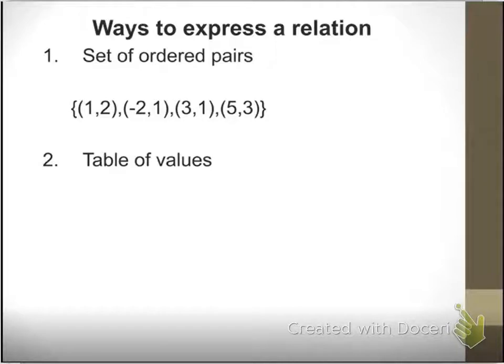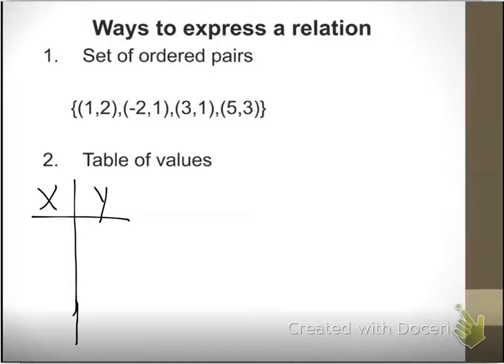Okay, there's multiple ways to express a relation. We've already seen the first way as a set of ordered pairs. So there's my example right there, 1, 2, negative 2, 1, 3, 1, 5, 3. That's one way to represent a relation. A second way I can represent a relation is a table of values. You guys have hopefully seen a table of values before. But in a table of values, I just have an x column and a y column.